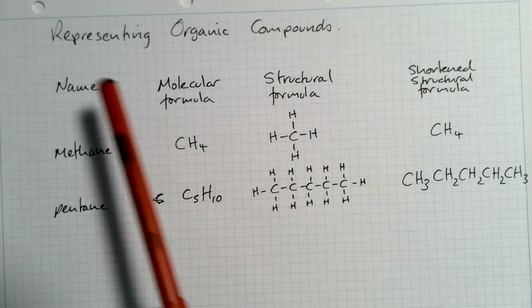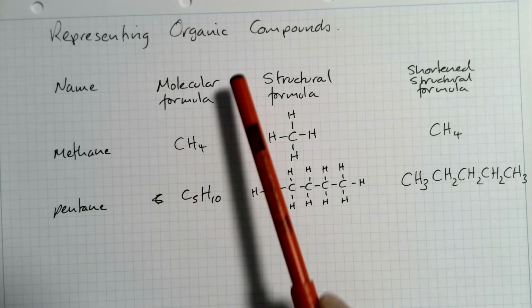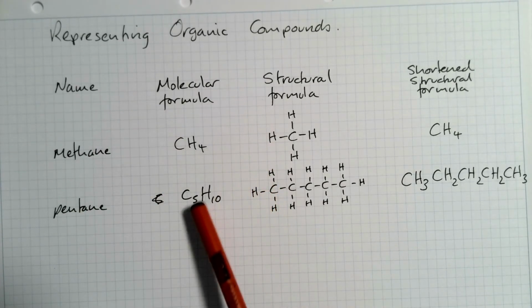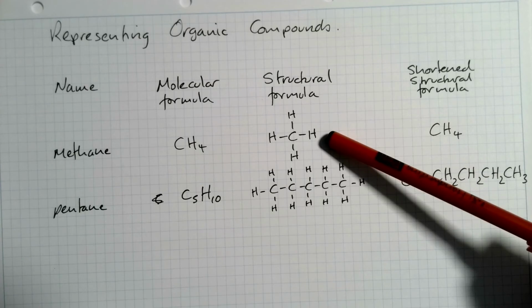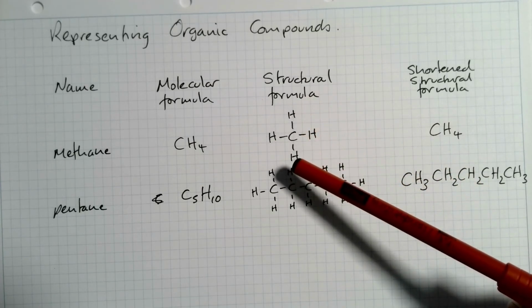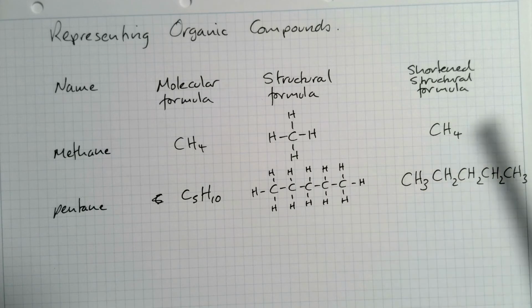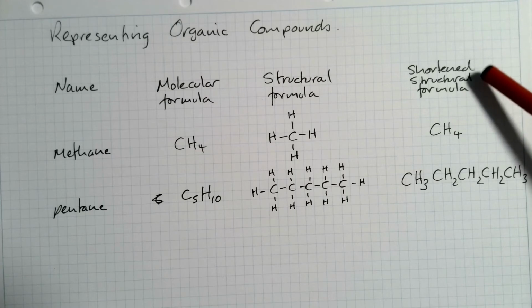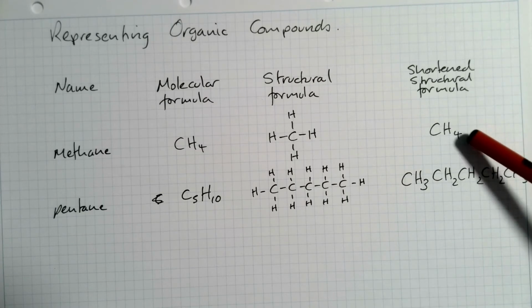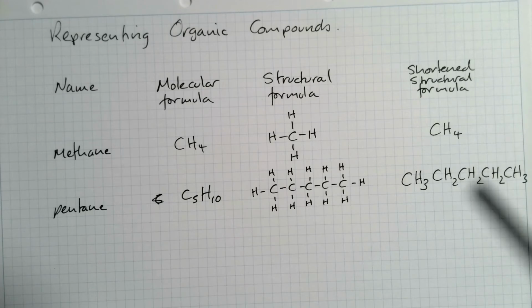But I'm going to leave it there. Let's just have a quick look again at the naming of these things. So we have the name, which is methane or pentane. We have the molecular formula, in which case we just write down the number and type of atom: CH4, C5H10. We have our structural formula, where we draw out all the atoms in the molecule. Sometimes we can abbreviate this too, but we draw out all the atoms and their bonds. And we have our shortened structural formula, which, for methane, is just the same as its original molecular formula. But for pentane, we're writing out what's attached to every single carbon separately.